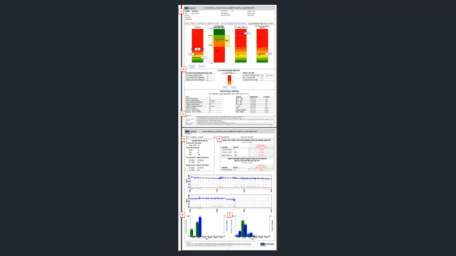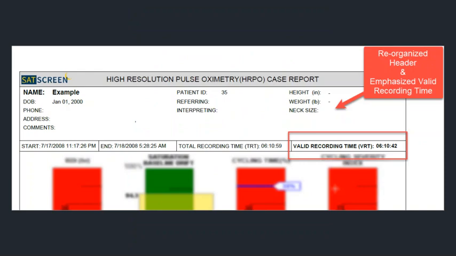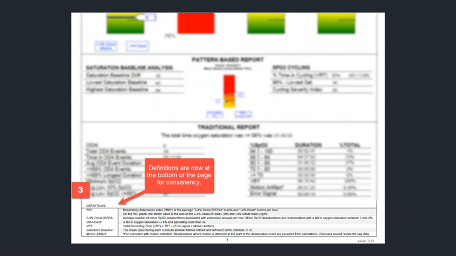I want to thank you for joining me as I take a few moments to preview exciting new changes coming to our SatScreen Oximetry reports in our upcoming software release. The summary page now has a cleaner look. You will still have the same four dashboard indicators providing you a quick snapshot of the patient's respiratory status during sleep. You will, however, notice that we reorganized elements of the header and moved definitions previously noted in each section of the report down to the bottom of the page.